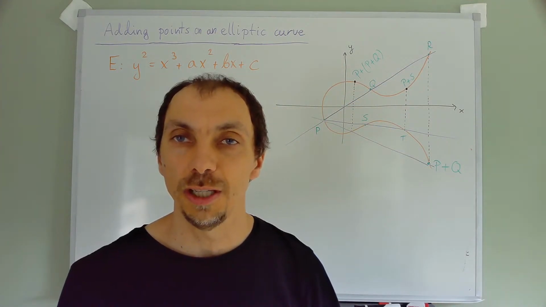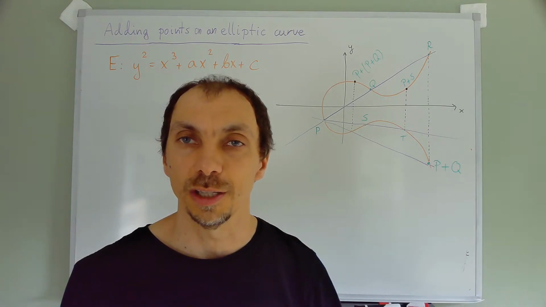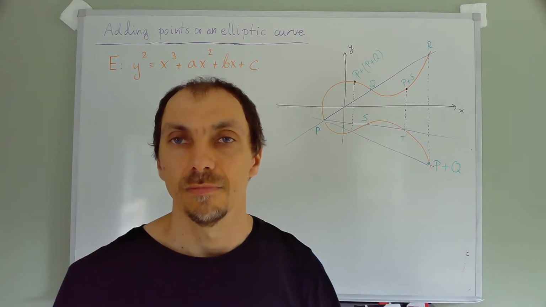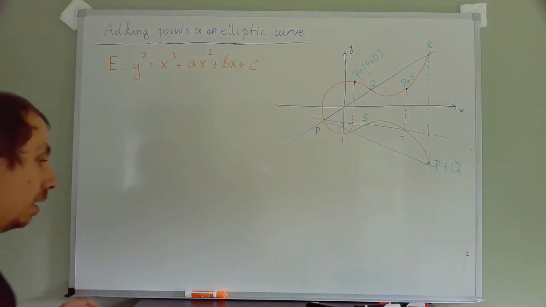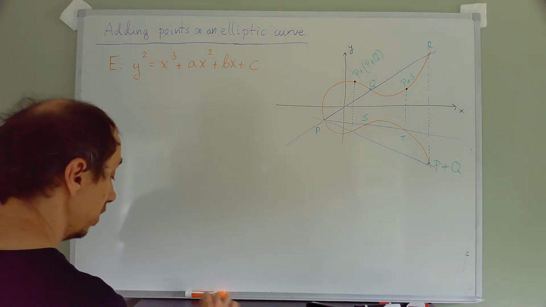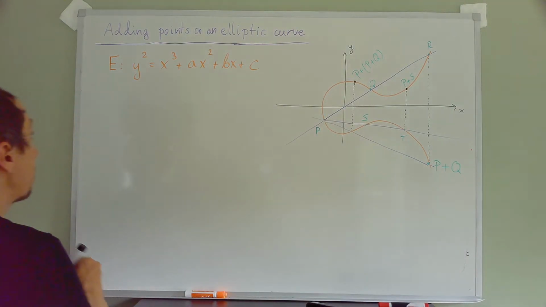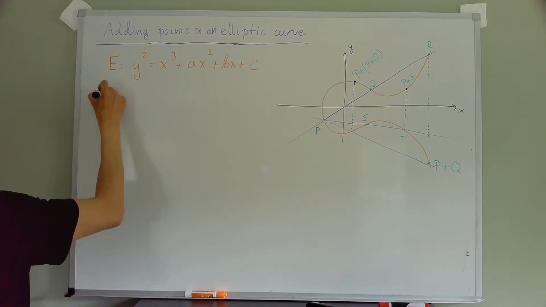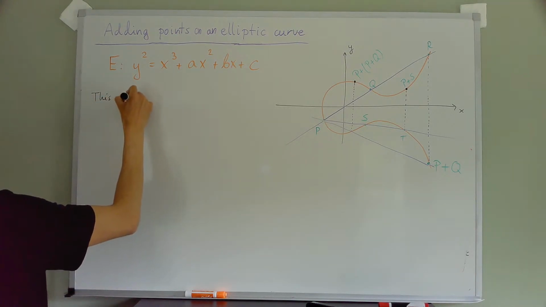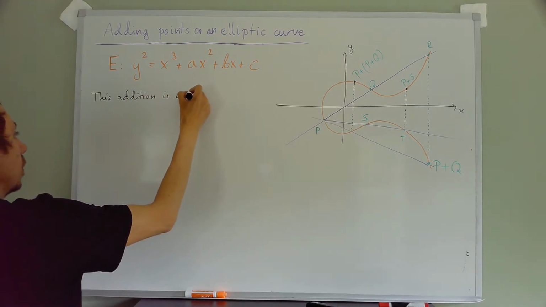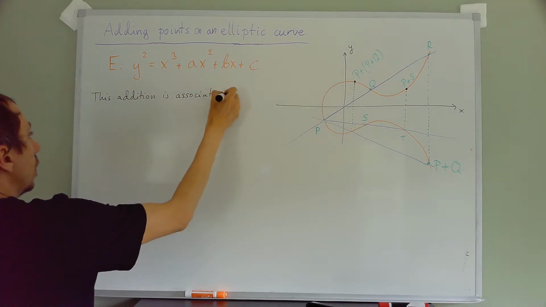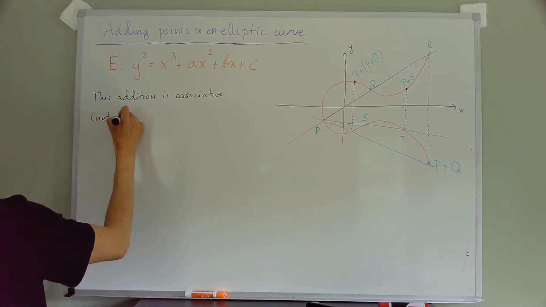It's not so easy to prove that this addition is associative. You need a little bit of algebraic geometry to prove it. But we're just going to take it on faith here. So I'm going to say this addition is associative. Not so easy to prove.